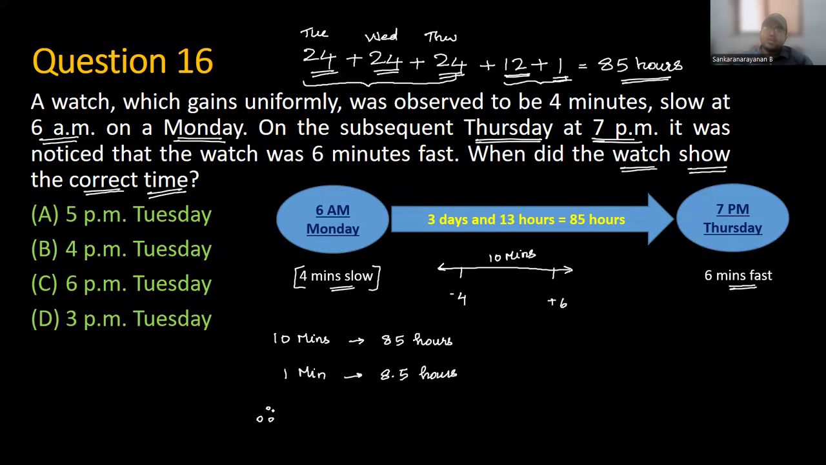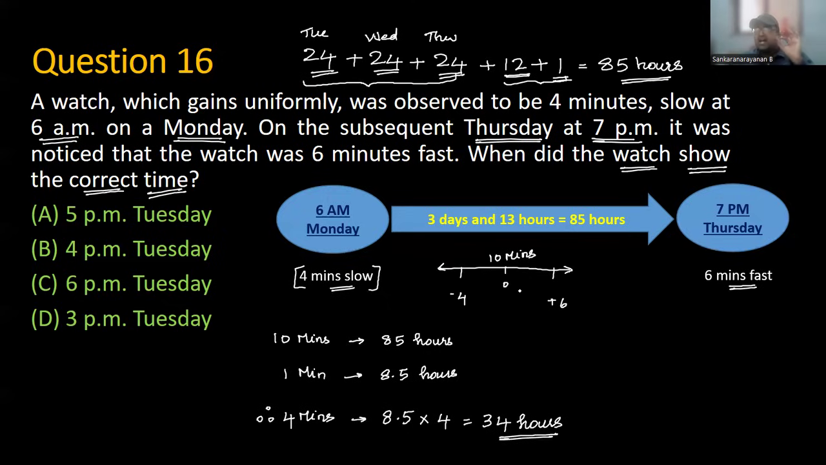So in order to gain 4 minutes, you can see the clock would have taken 8.5 into 4. 8 fours are 32, 32 plus 2, that is equal to 34. Altogether, it would have taken 34 hours. You got my point? So in order to gain that 4 minutes, from -4 to 0, it would have altogether taken 8.5 into 4. That is corresponding to 34 hours.